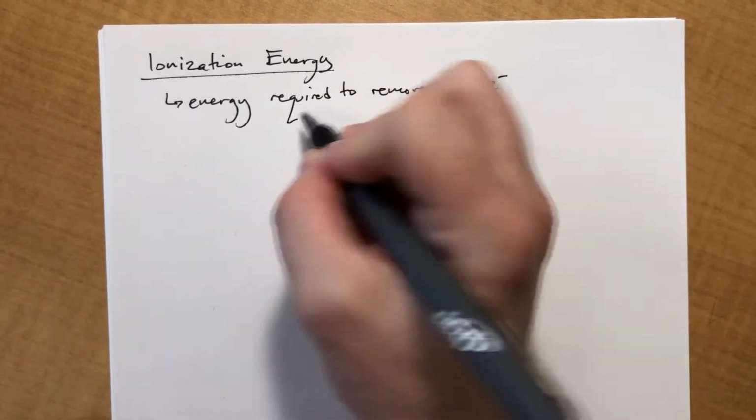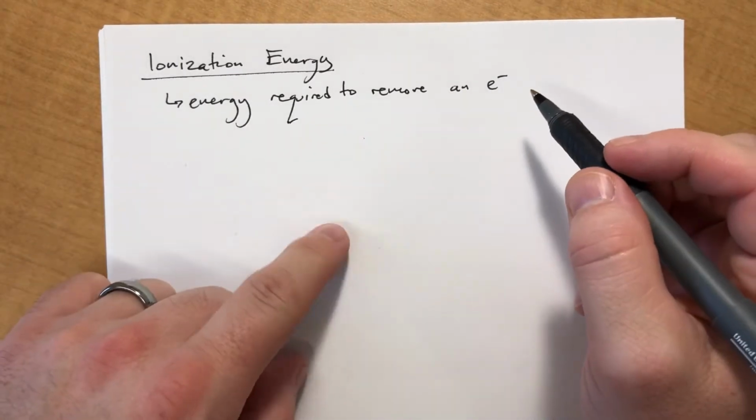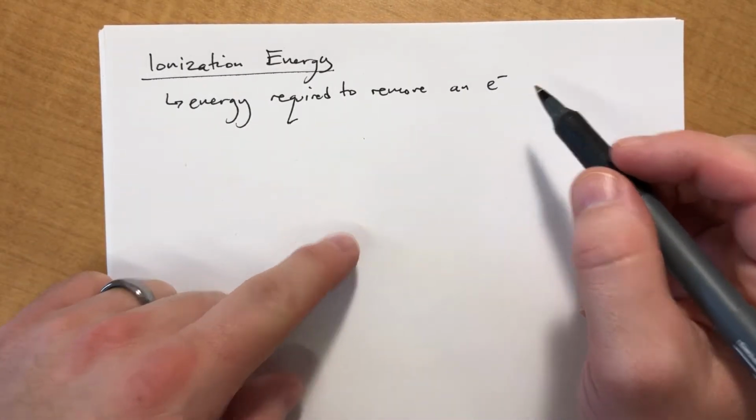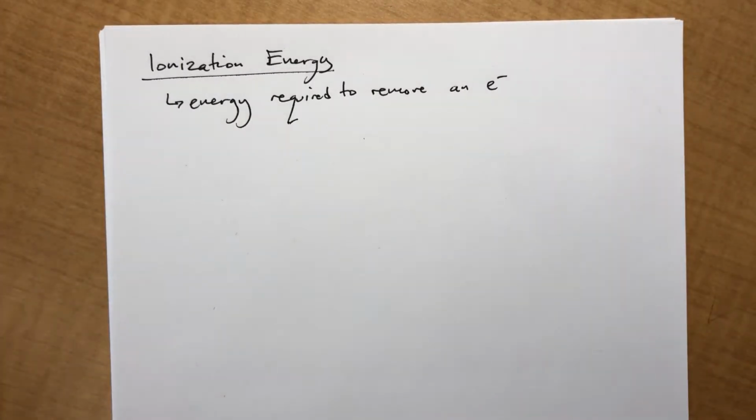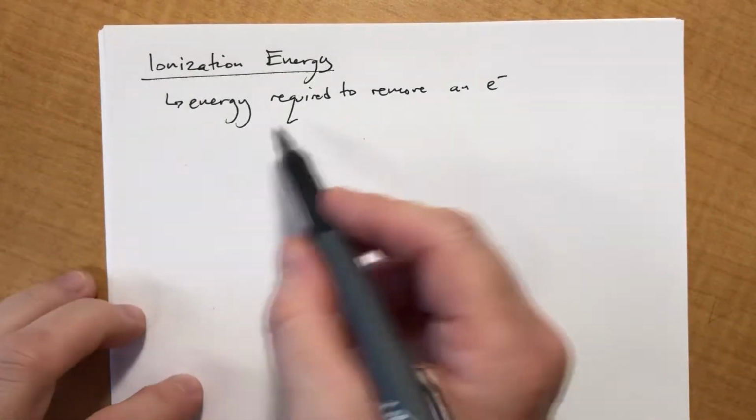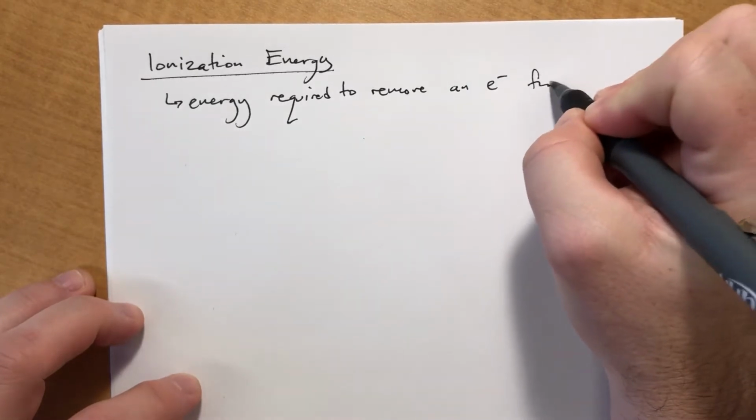So technically, we're removing an electron from its ground state, whatever the lowest state it can be in. Technically, in the gaseous form, it's actually harder in solids and liquids, but the main thing I need you to know is it's the energy required to remove an electron from an atom.